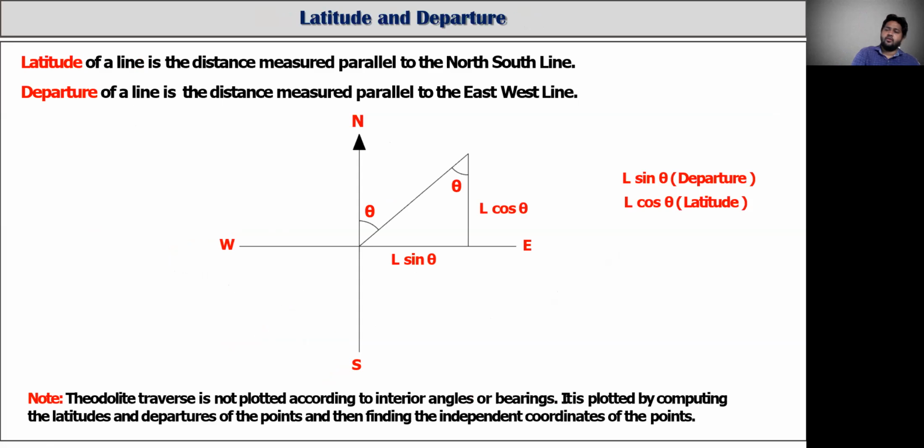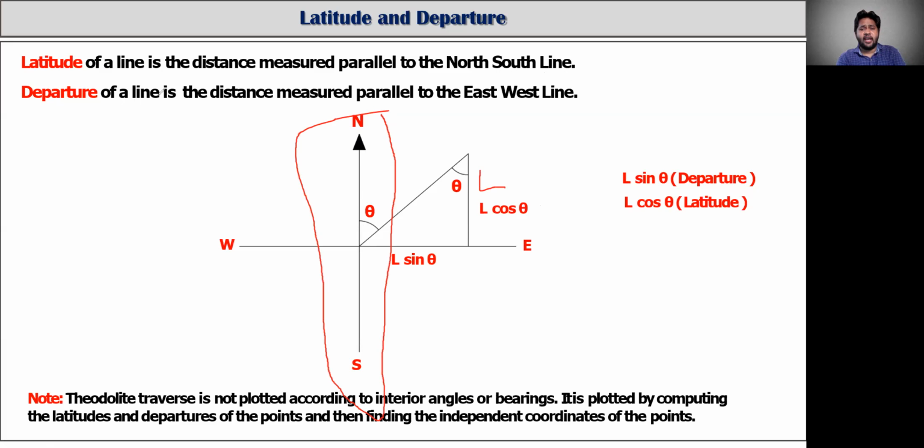Now the concept is what is latitude and what is departure. We are going to solve problems on latitude and departure also, but first we'll see what they are. The latitude of a line is the distance measured parallel to the north-south line. This is my north-south line, and if I measure parallel to this line, that is called latitude, L.